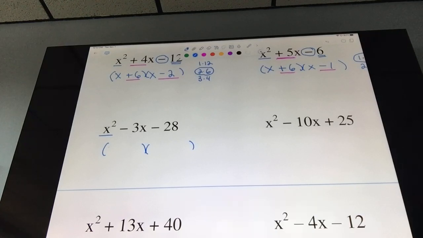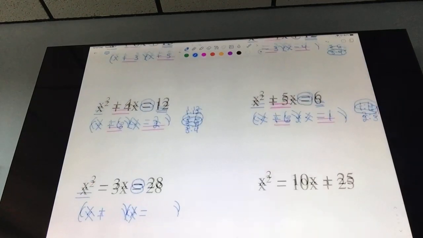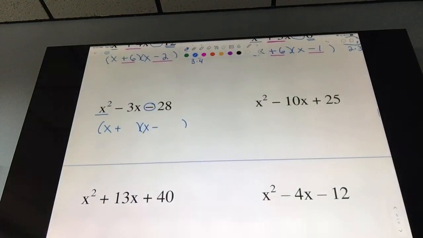All right, x squared, x times x. Minus at the end means one of each sign. 28 can be 1 times 28, 2 times 14, 3 times nothing, 4 times 7, 5 times nothing, 6, and then back to 7. I have one of each sign. So we want the pair that differs by 3.